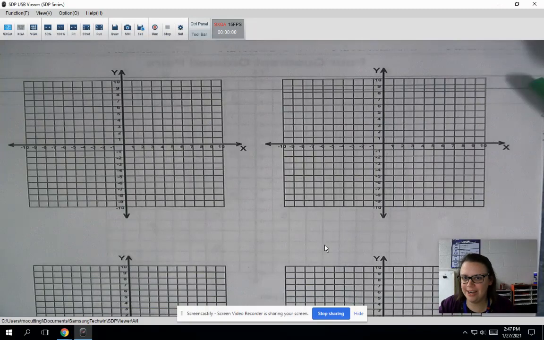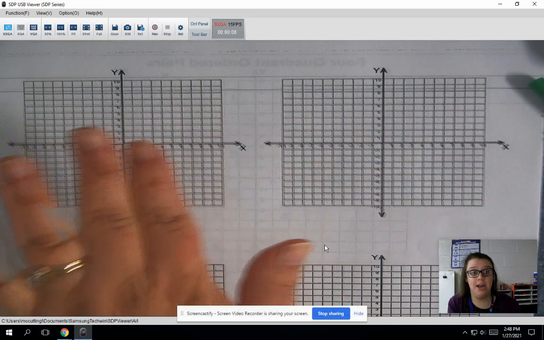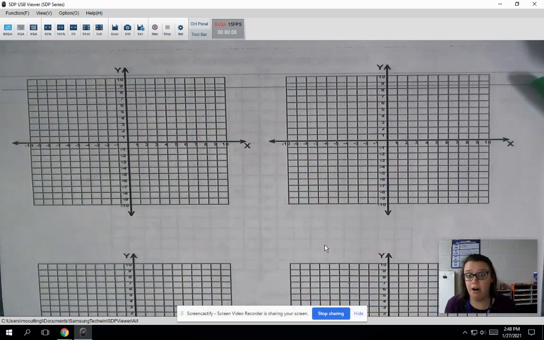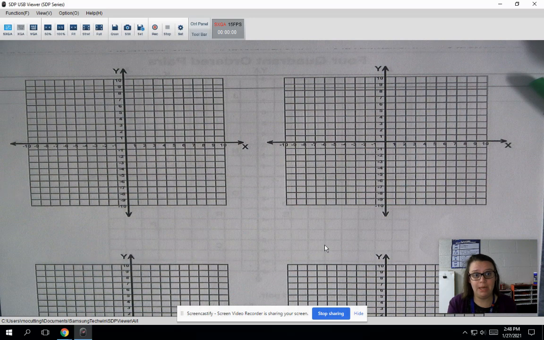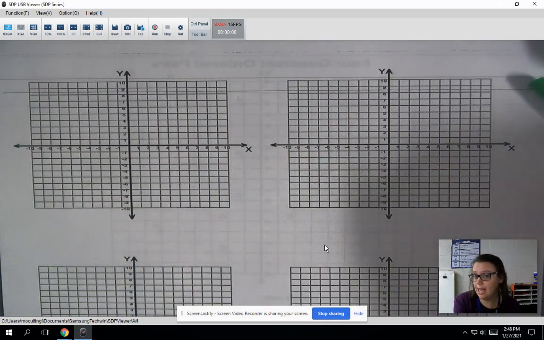Guys, this is Mrs. Cutting, and today's video is on graphing, plotting points when we're using the whole graph, all four quadrants. So in your graphing packet, meet me on the page that looks like this, and we will get started.